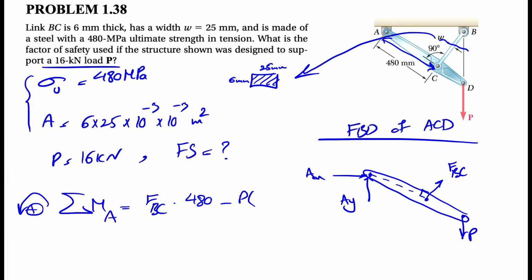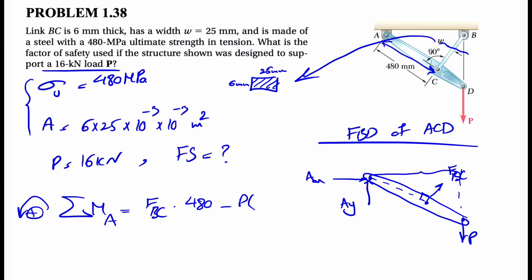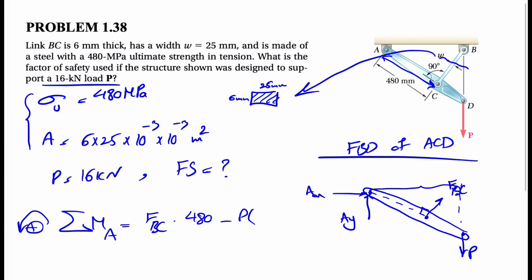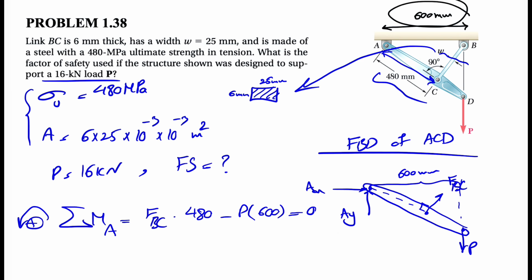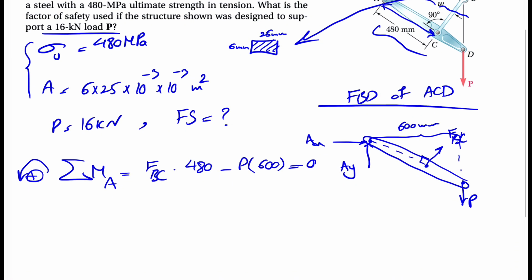So this moment is negative P times the perpendicular distance to the line of action. This will be the line of action, and this distance is also a given in the question, but it's missing in this figure. We know the distance from A to B is 600 millimeter. This is a given in the question, keep in mind. So this distance is 600 millimeter: P times 600 equals 0, because we are in equilibrium. The sum of all forces and moments has to be 0 in equilibrium.